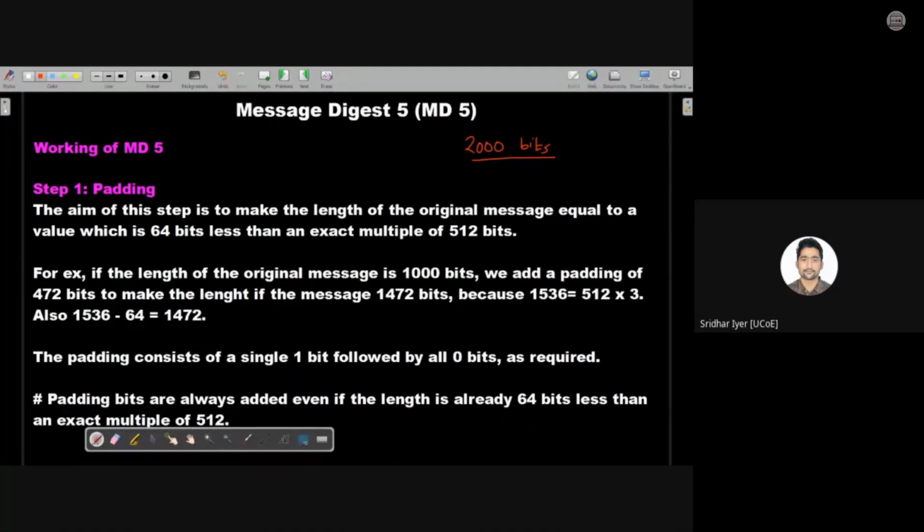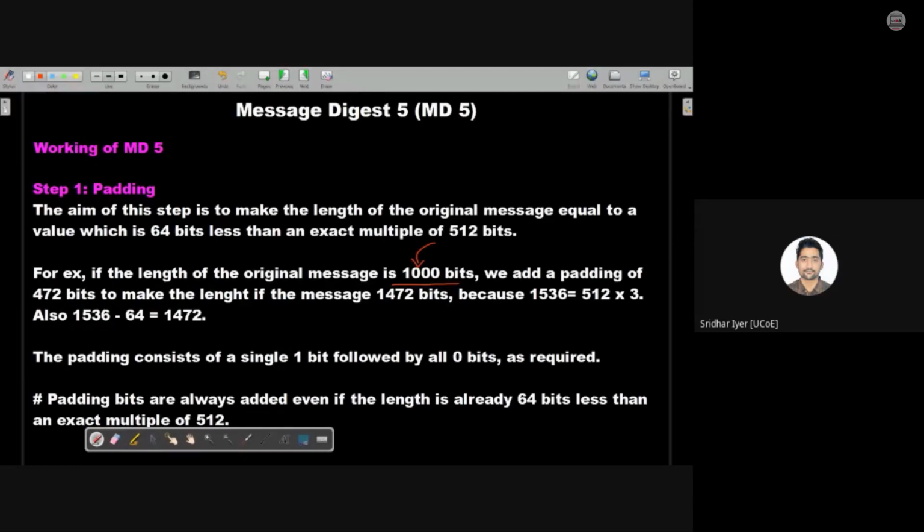Now understand this statement. The aim of this step is to make the length of the original message equal to a value which is 64 bits less than an exact multiple of 512 bits. Don't worry, don't stress too much. Look at the example, it will be clear. In the example, I have taken the original message length as 1000 bits. So for the time being, forget about this 2000. Just focus on this 1000.